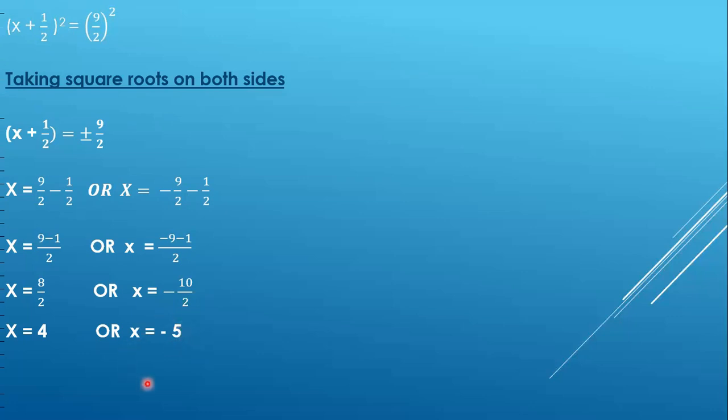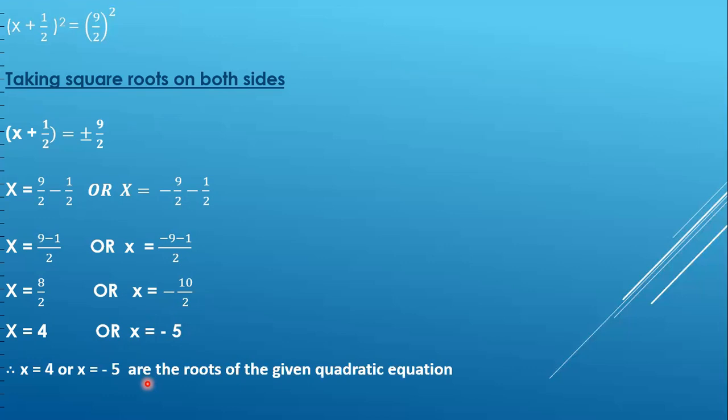So this is how you are supposed to solve the first question using the completing square method, and the answer to the question is 4 and minus 5. So these are the roots of the given equation.